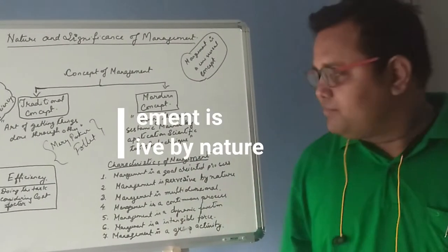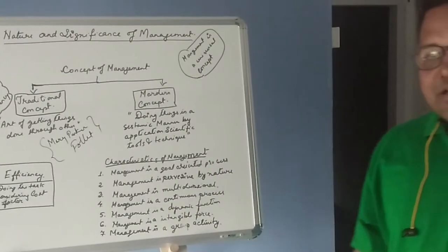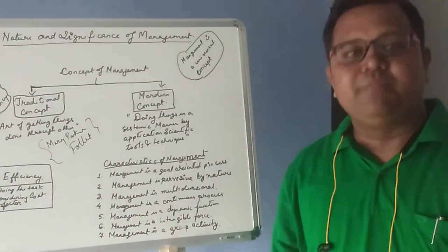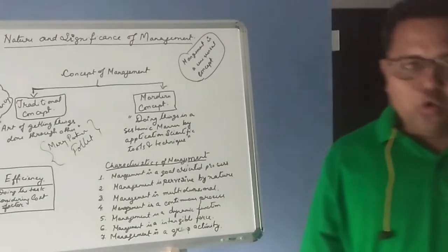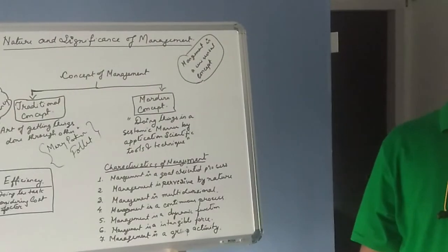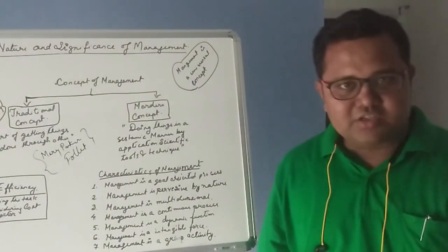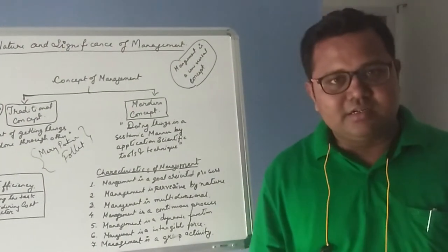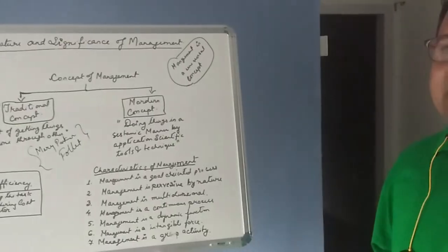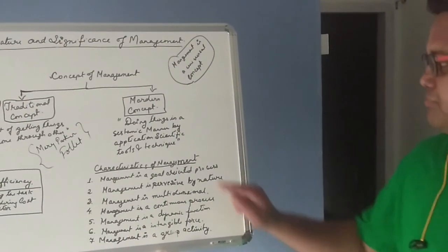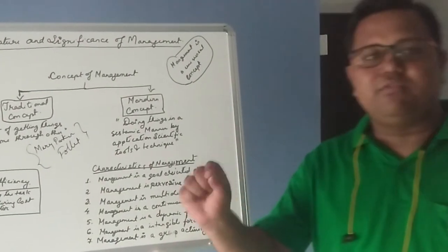Number two is management is pervasive by nature. Pervasive means in every level of management, whether it is top level, middle level, or low level. Top level means chairperson, board of directors; in middle level, production manager, supervisor; at the lower level, at every step they execute management. Therefore it is pervasive by nature. It is applied at all levels of management.